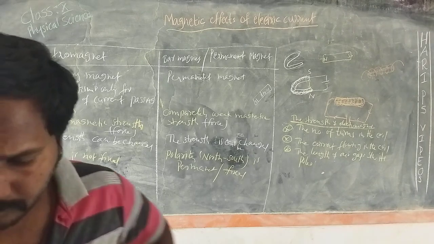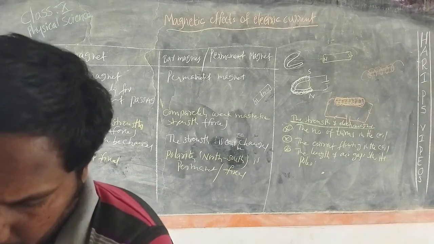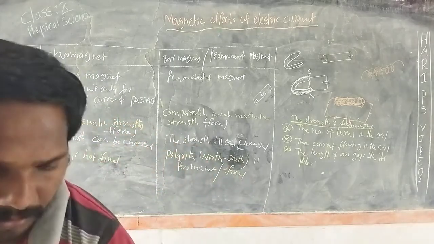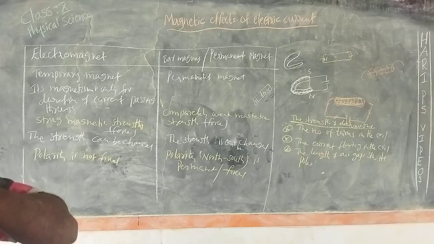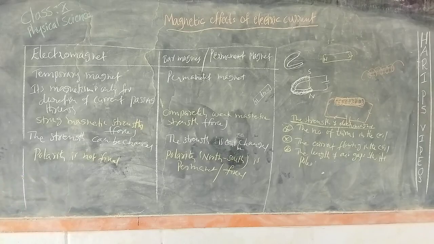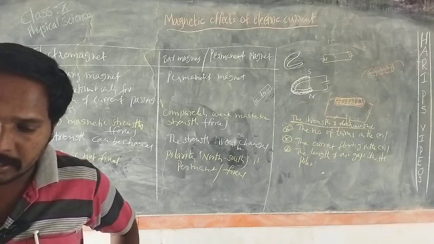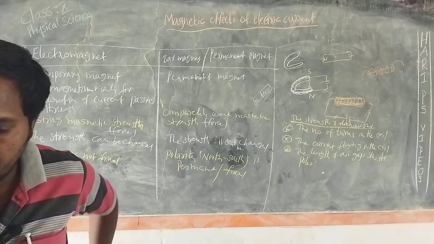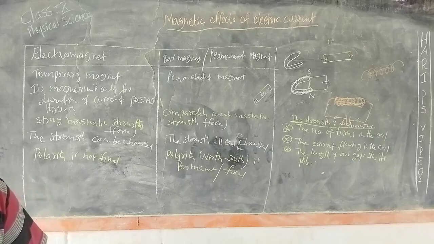Right. Next. So permanent magnets are usually made of alloys such as carbon steel, chromium steel, cobalt steel, tungsten steel, and alnico. Alnico is an alloy of aluminum, nickel, cobalt, and iron.